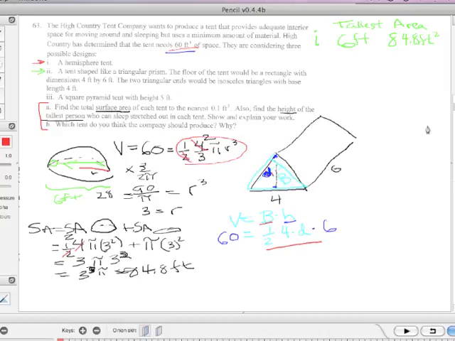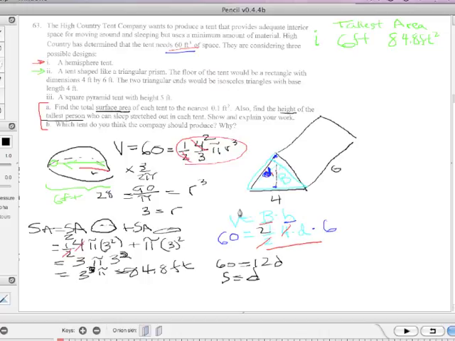Okay, so let's simplify this. 2 cancels with 4, leaves us 2. And so right now we have 2 times 6 times D, which is 12D, equal to 60. So D has got to equal 5. That helps us with this part.